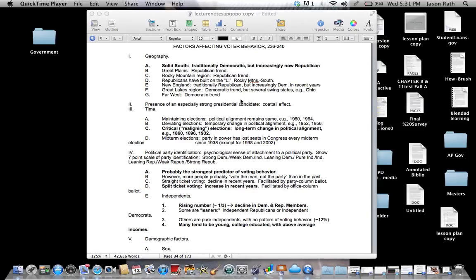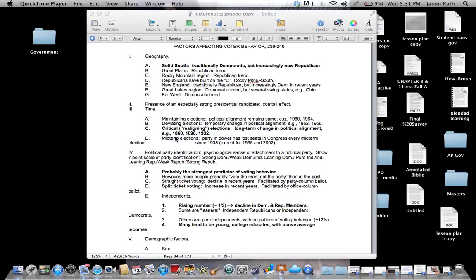That's how we roll. Another factor affecting voter behavior is the presence of an especially strong presidential candidate. The coattail effect: the president's strong. The coattail effect means politicians will jump on the bandwagon and people will vote them in because they are a Democrat, if the president at the time is a Democrat.